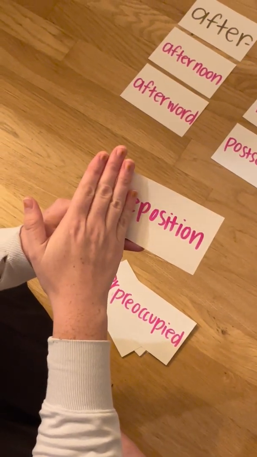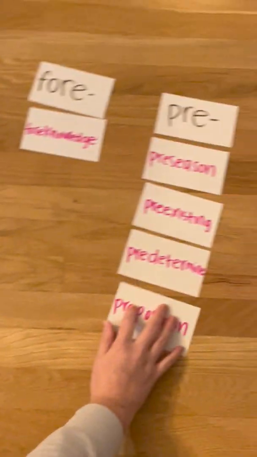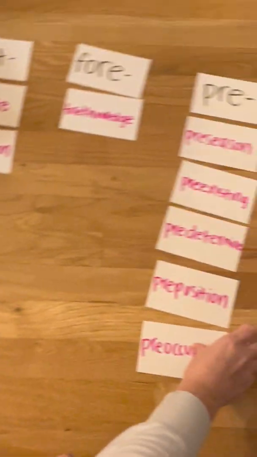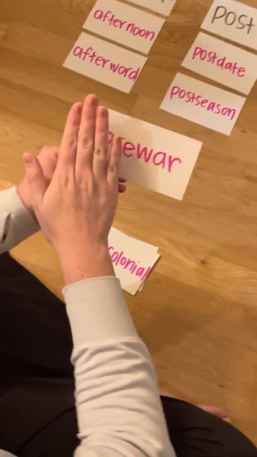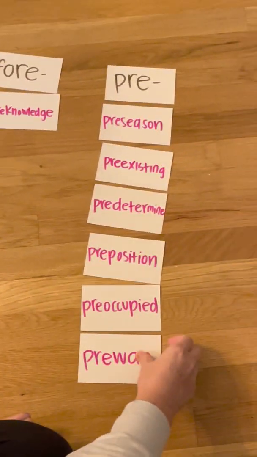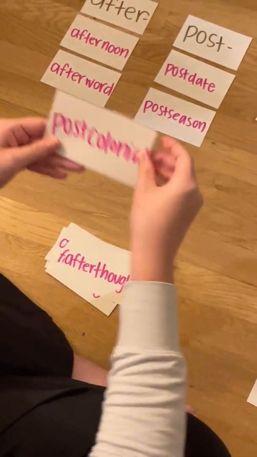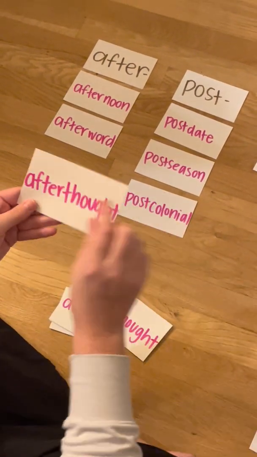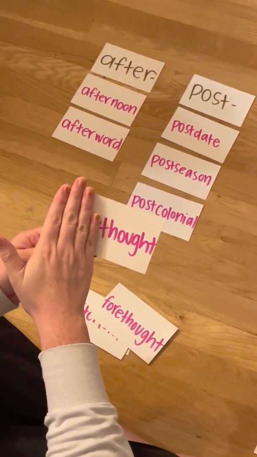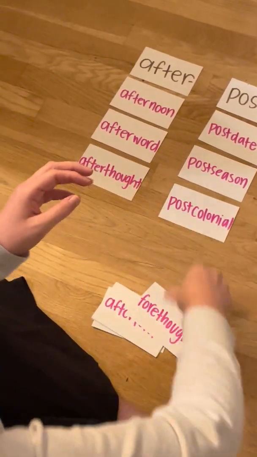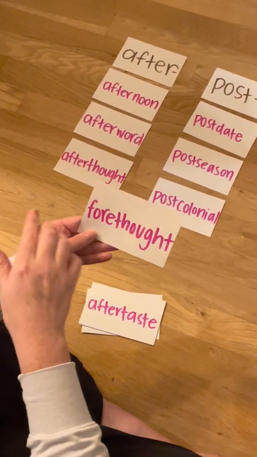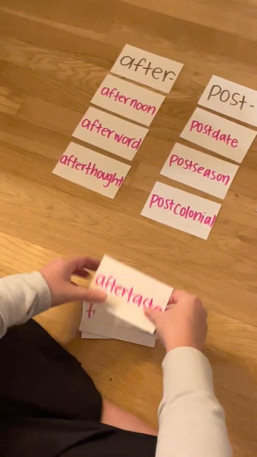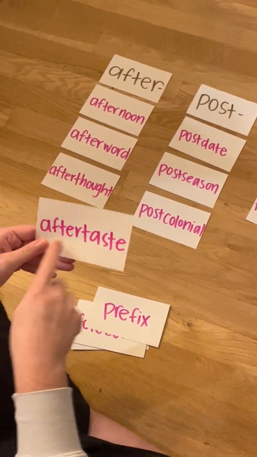Preposition, my base word is position. My prefix is pre, goes in the pre category. Preoccupied, my base word is occupied. My prefix is pre. Prewar, my base word is war. My prefix is pre. Postcolonial, my base word is colonial. My prefix is post. Afterthought, my base word is thought. My prefix is after. Forethought, the opposite of afterthought. My base word is thought. My prefix is fore. Aftertaste, my base word is taste. My prefix is after.